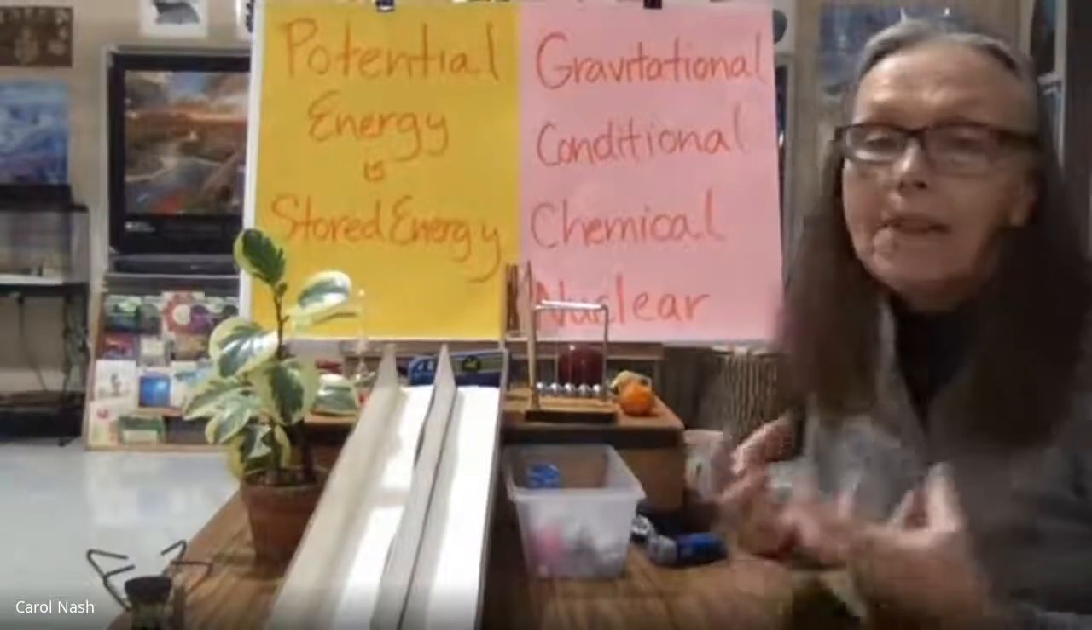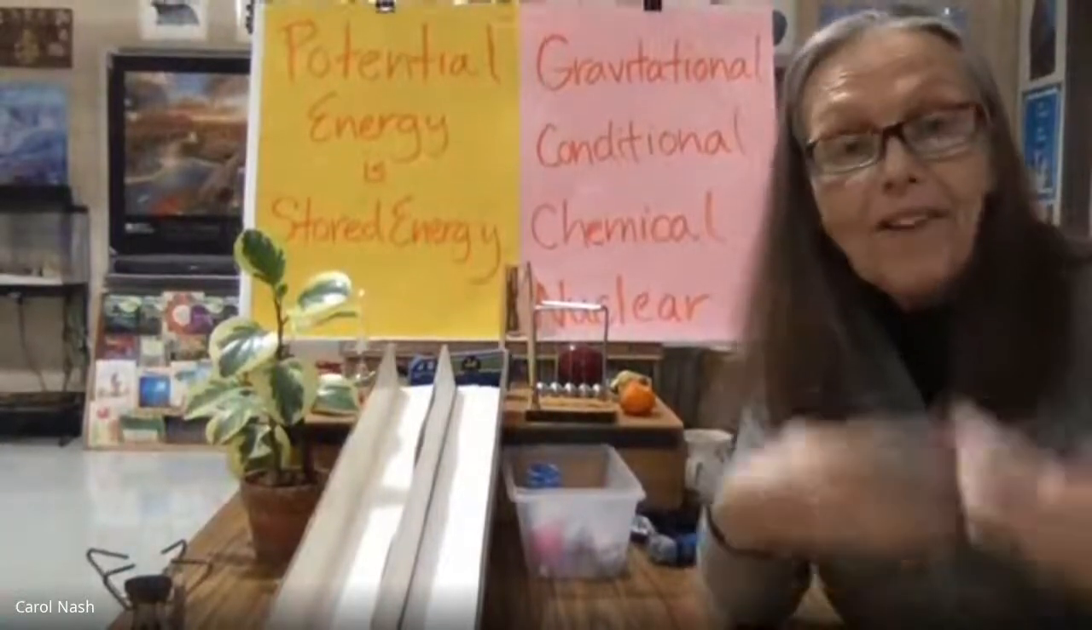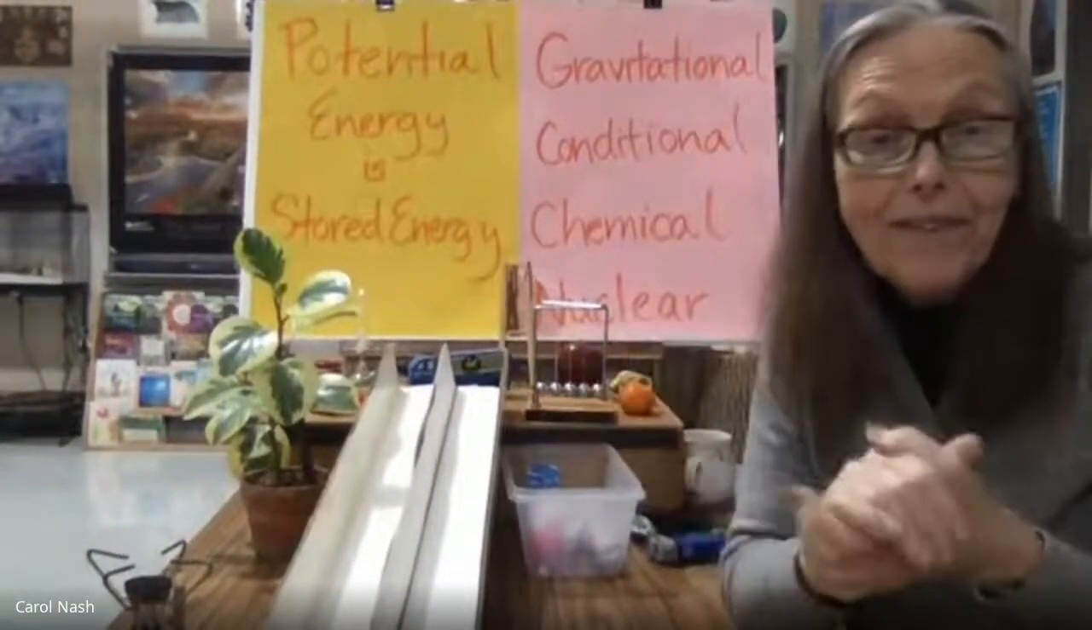So that's chemical energy, and that's what we're using all the time. It's stored in our cells. We eat our food, we store the energy, and then we can move around. Now, there are other kinds of potential energy. The fun one to experiment with is gravitational.